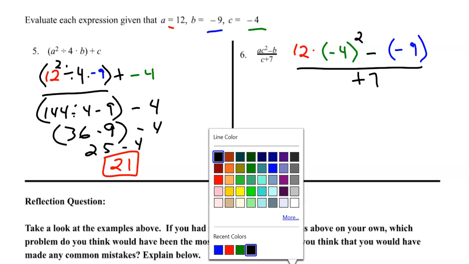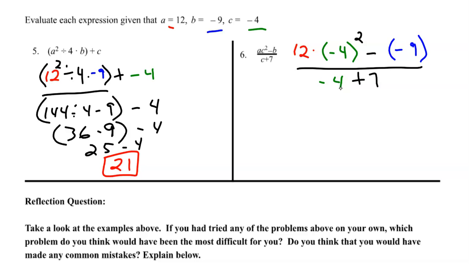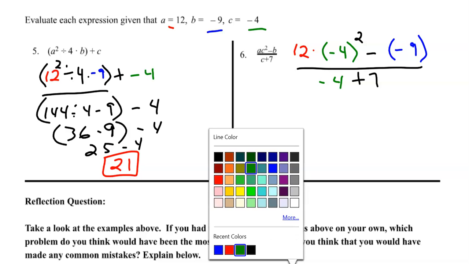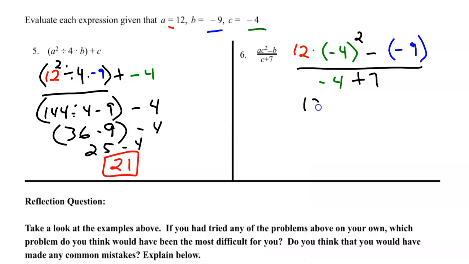C, which again is -4, or plus 7. Okay, so we don't have any groupings other than the giant line that divides the top and the bottom, and that really does tell us do all the stuff on top, do all the stuff on the bottom, then put them together. So the first thing we have to deal with, we don't have any groupings up top to worry about. So we're going to do exponents. -4 times itself is going to be, so we get the 12 times -4 times -4, which is +16. And minus 9 is going to be +9. And all of that's going to be over -4 plus 7 is going to be +3.